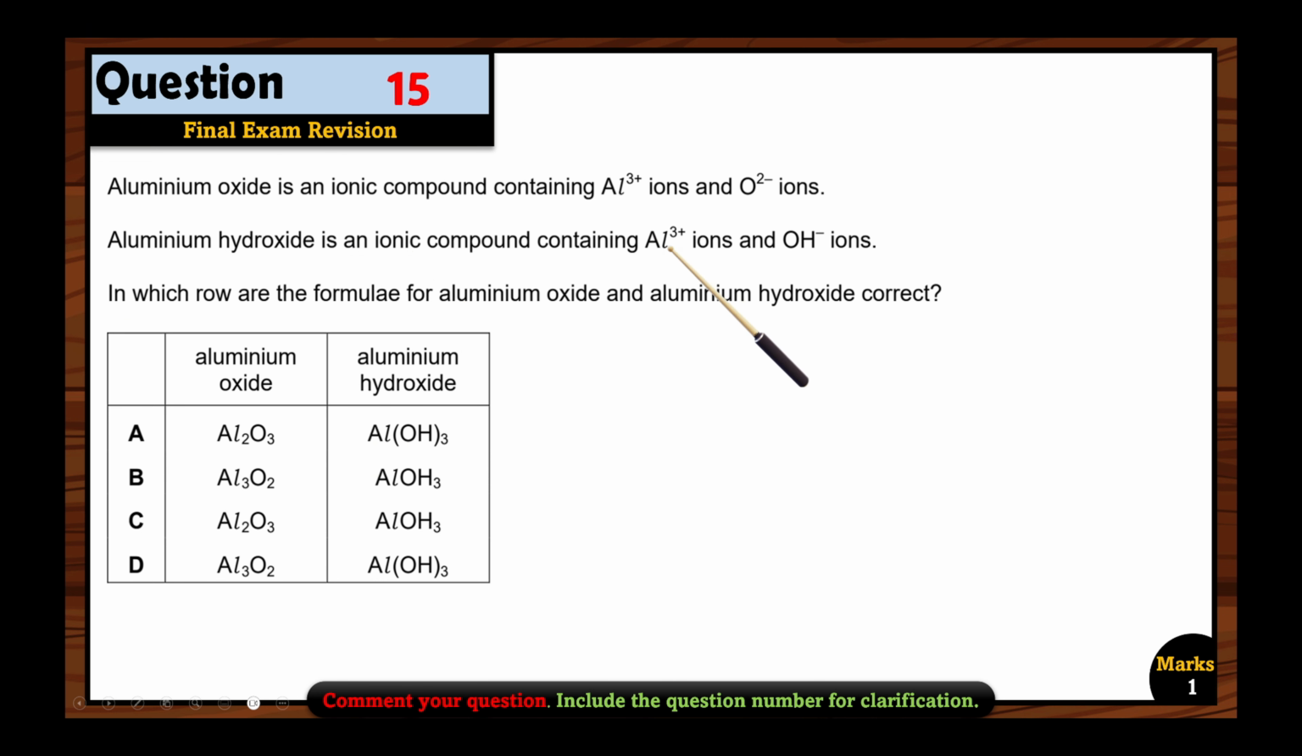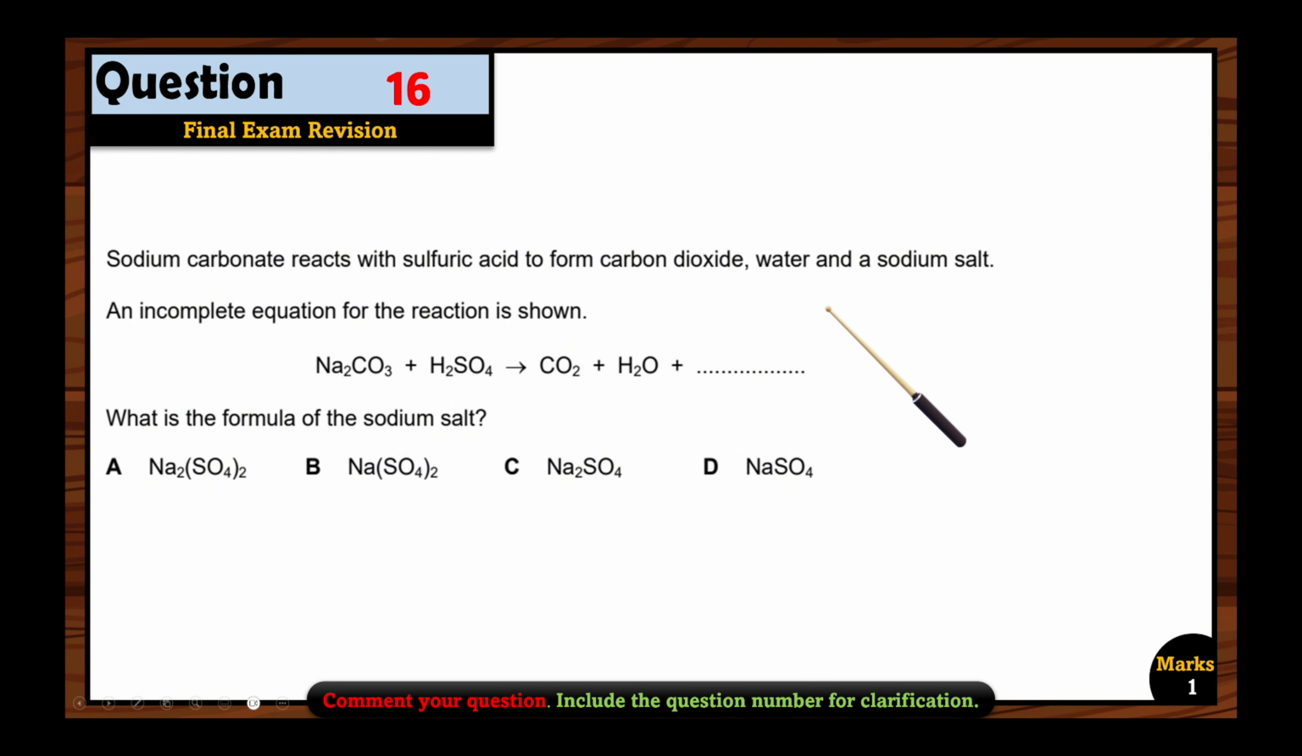Let's see, sodium carbonate reacts with sulfuric acid to form carbon dioxide, water, and a sodium salt. An incomplete equation for the reaction is shown. So what is the formula for the sodium salt? We already got carbon dioxide. We already got hydrogen here. So now we are left with only SO4 and Na2. So Na2SO4 can be the right option here.